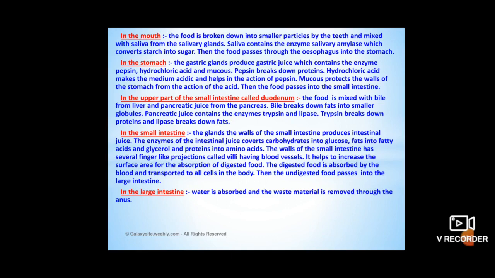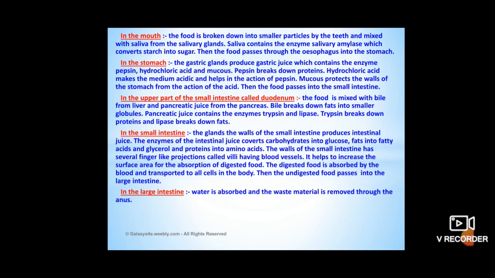Apart from the breakdown of food particles in the mouth, there is a gland present in the mouth that is called the salivary glands. The glands present in the mouth, we call them salivary glands. Do you know where they are located?